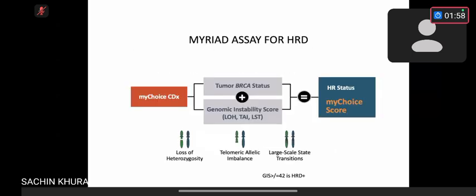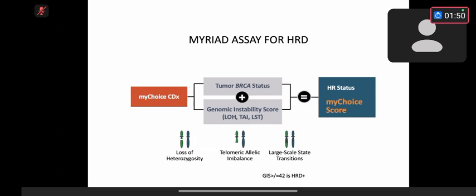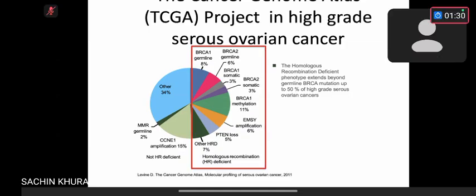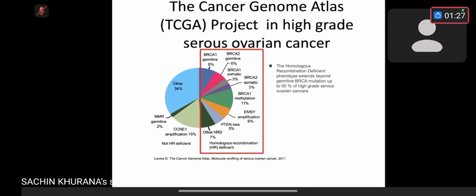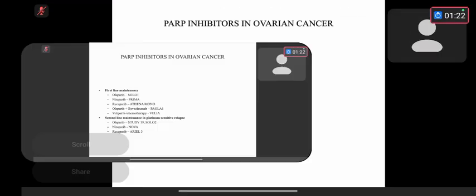And this is the standard test which was used, and it is the Myriad assay for HRD. It uses loss of heterozygosity, telomeric allelic imbalance, and large-scale state transitions to classify patients who are HRD positive or negative. So they look basically into genomic scars which are created by certain. We have seen that up to 50% of high-grade serous ovarian cancer patients have some form of homologous recombination deficiency. I'll skip these parts and I'll just move on to PARP inhibitors.